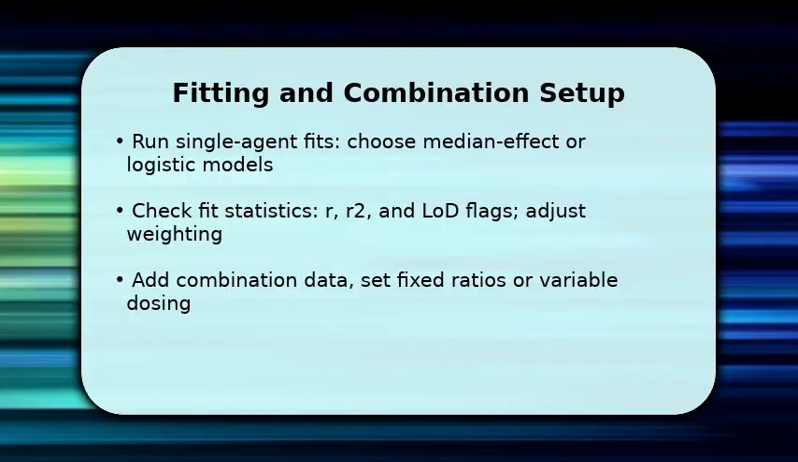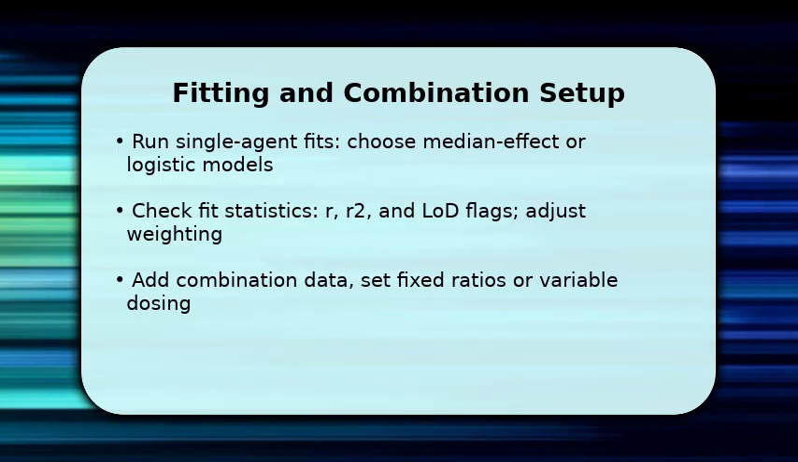You now fit single-agent curves before tackling combinations, because accurate Dm and m values determine synergy metrics. Run median effect or 4-parameter fits and inspect r and R2 to confirm goodness of fit. If poor, try different weighting or transform data.